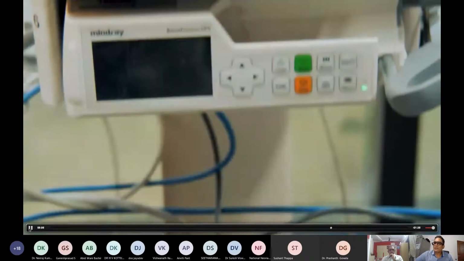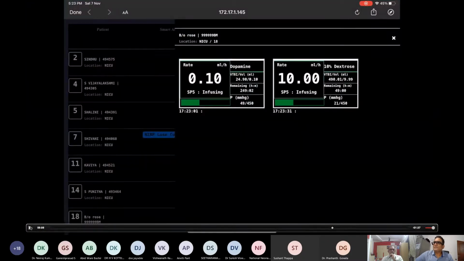This is an 8. And then what happens is, this comes to the central station. So this is the central nursing station, and this is infusing, and this is 10% dextrose here, and it's running at 10 ml an hour. And this is dopamine, running at 0.1 ml per hour. It's infusing now. So that is the central station. So this is how simple it is.